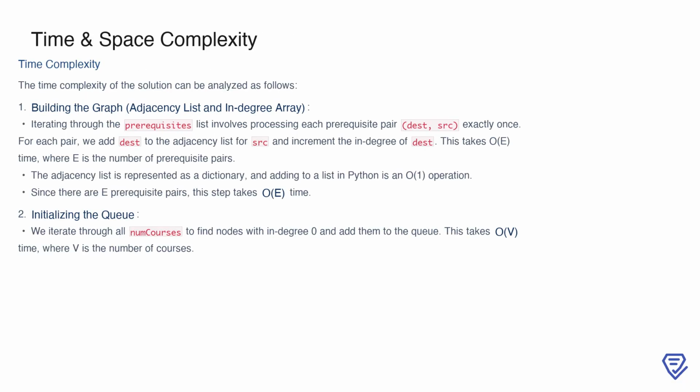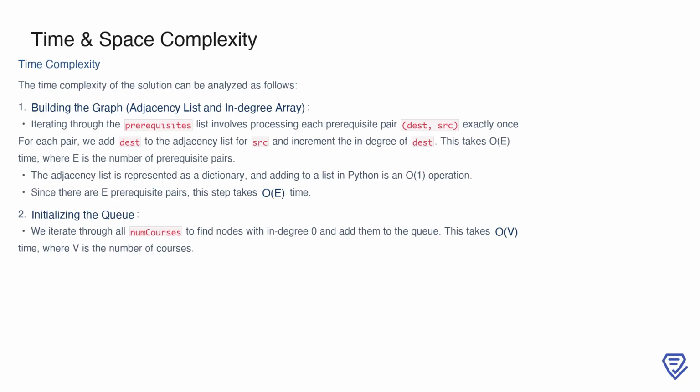To analyze the time complexity of our solution, we start by looking at the process of building the graph. This involves iterating through the prerequisites list, where each prerequisite is represented as a pair of courses, dest, src. For each pair, we add the destination course to the adjacency list of the source course and increment the in-degree of the destination course. Since there are E prerequisite pairs, this step takes O(E) time. Each operation, such as adding to a list or updating the in-degree, is an O(1) operation in Python.